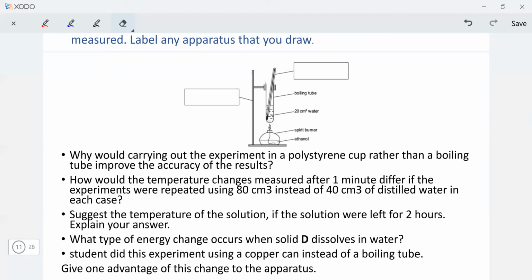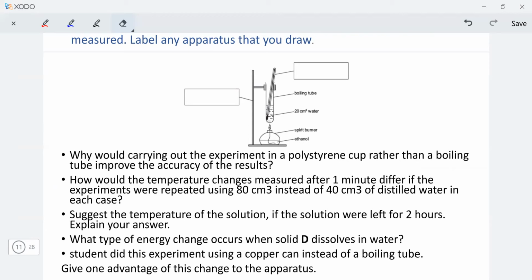How would the temperature change be measured after 1 minute if, instead of 20 centimeters of water, I'm going to use double? Instead of 20, I'm going to use 40, or instead of 40, I'm going to use 80. What would happen? You are going to say that I would have half the change in the temperature. Or I can say that water is going to take a longer time to heat up.